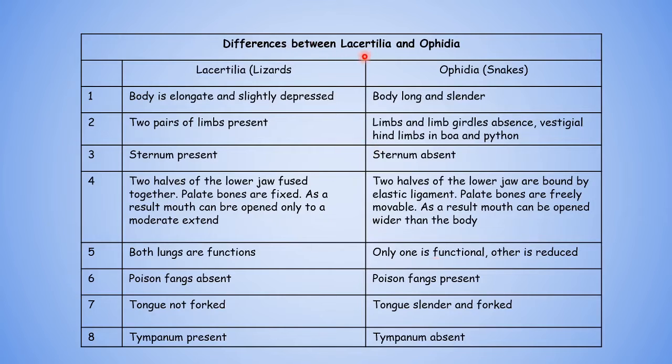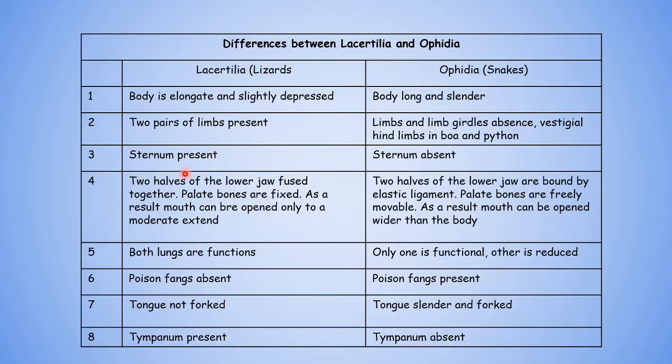Coming on to the differences between the two, Lacertilia and Ophidia, which are the lizards and snakes. Coming to lizards, as we know, their body is elongate and slightly depressed. That means they are flattened. If you observe a lizard, you know that their body is more or less flattened, and it is also elongate. Coming to the features of Ophidia, their body is long and slender. In lizards, two pairs of limbs are present. Limbs are absent in the case of ophidians or snakes, but you can see vestigial limbs in the boas as well as in pythons. The sternum is present in the case of lizards.